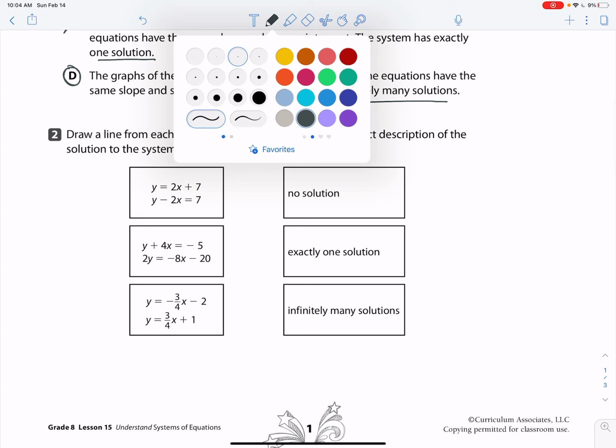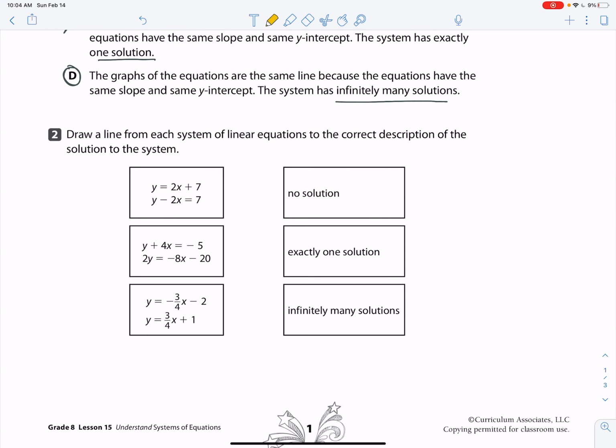Okay, I'm going to move here. All right, so number 2, draw a line from each system of linear equations to the correct description of the solution to the system. So again, for all of them, you have to make sure that both equations are written in slope-intercept form. The bottom one, the last system of equations, is already written in slope-intercept form. So let's go ahead and compare the coefficients of the variable terms.